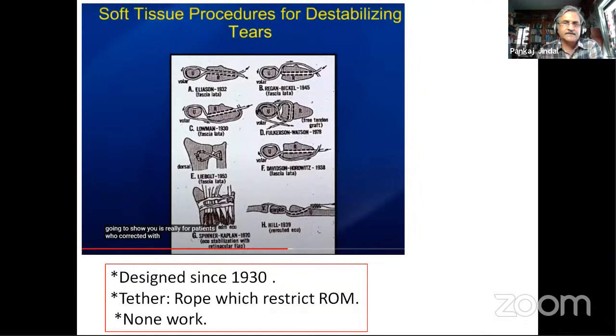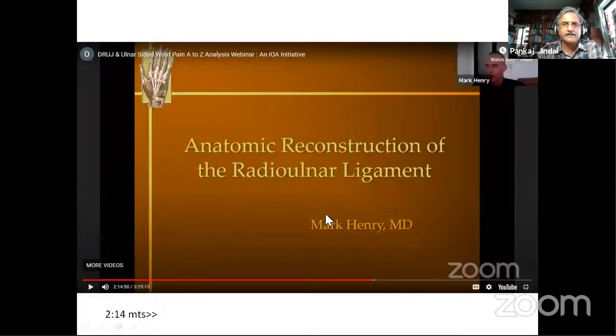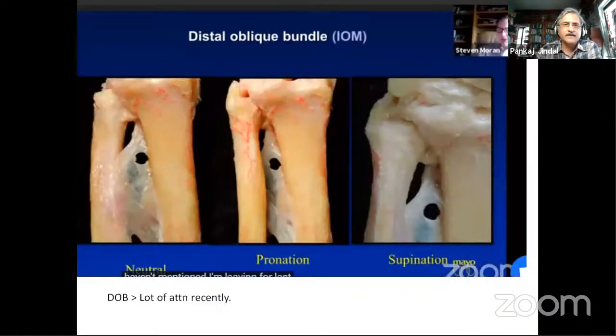To stabilize this unstable distal radial ulnar joint, a lot of operative procedures have been described since the 30s, and they went on for almost 40, 50 years. They were basically trying to hold the radius and ulna, and unfortunately, none of them worked. Then in 2002 came a procedure which tried to create an anatomical reconstruction of the distal radial ulnar joint. This was further modified by Mark Henry. Further research and its implementation led to the identification of another structure, the distal oblique bundle of the interosseous membrane. It was found in a significant number of people that when this was reconstructed, it led to alleviation of pain of DRUJ instability.